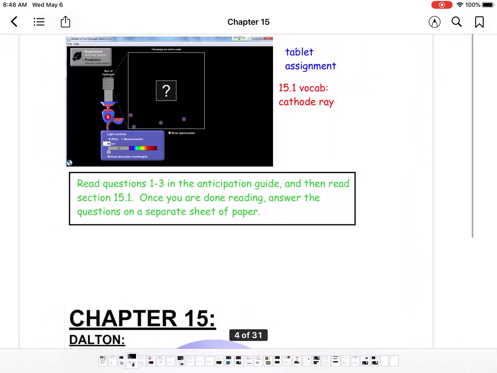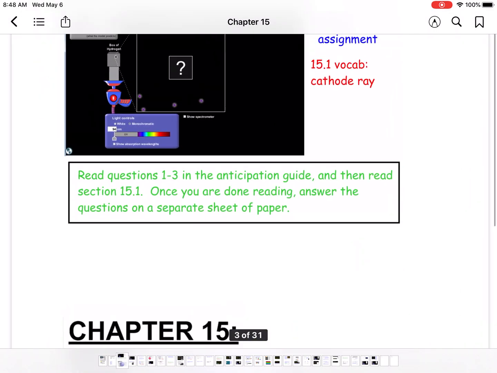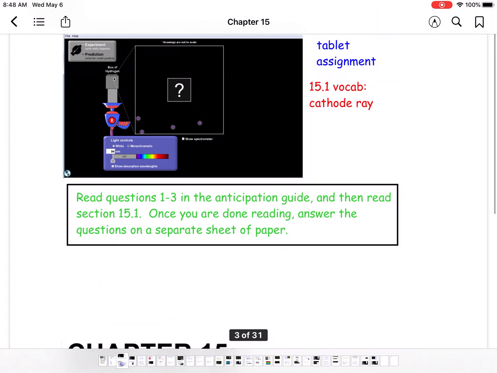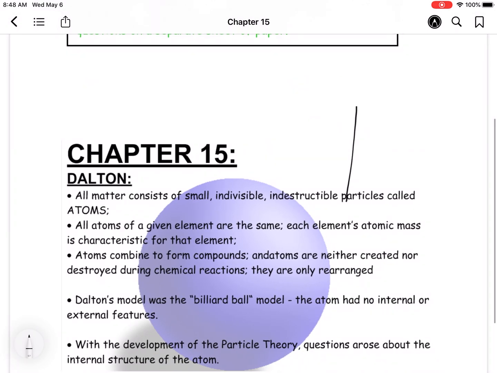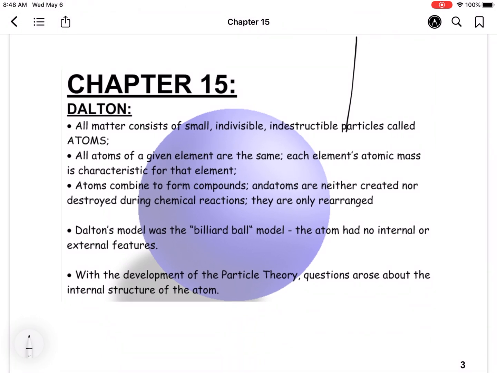Vocab: if you want to stop right now and go do the quick vocab and anticipation guide, you can do that now, but I'm just going to keep going with this video. So, Chapter 15 here.